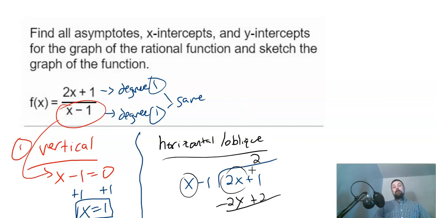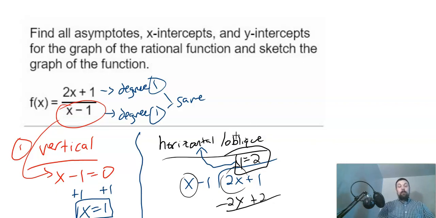All right. We don't need the remainder. We just need the quotient. And again, the quotient is 2, but to make it the asymptote, you take y equals that quotient. So y equals 2 is the asymptote. It's this other type of asymptote, which again is horizontal because it's a number. It's y equals a number. That makes it a horizontal line.